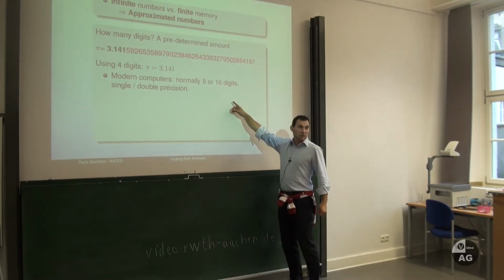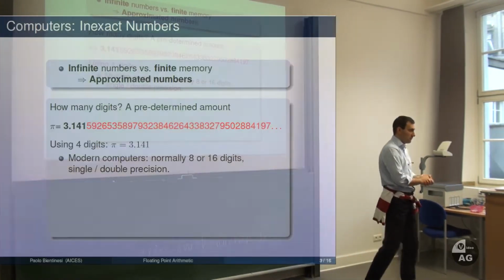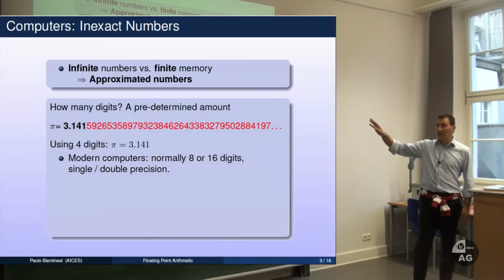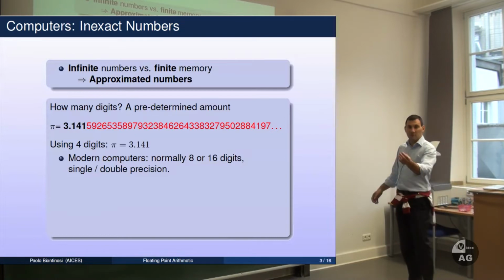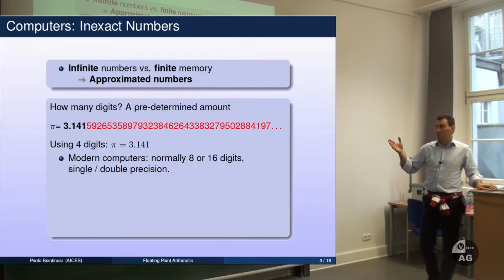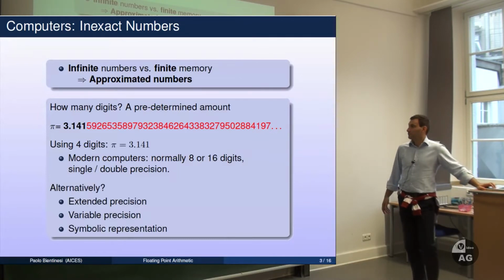We will see in a few slides that normally in our computers we use either 8 or 16 digits. And these 8 or 16 correspond to single and double precision. We will talk about double precision all the time, floating point numbers, doubles all the time.